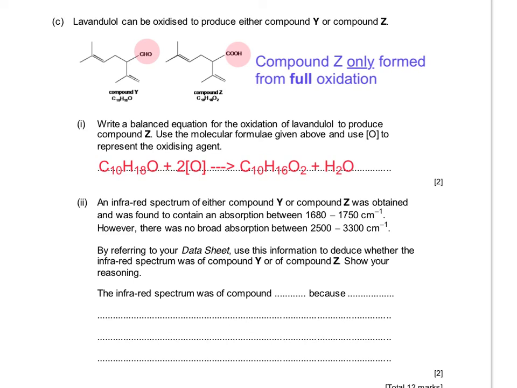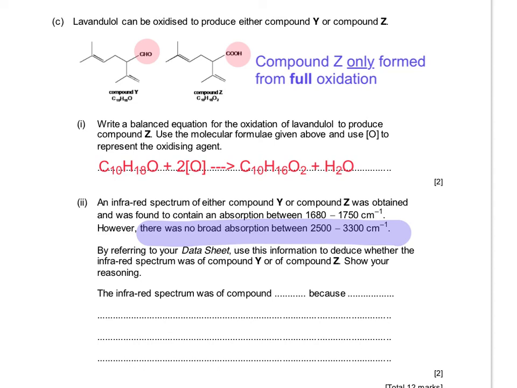And it says an infrared spectrum of either compound Y or compound Z was obtained and contained absorption between 1680 to 1750. However, there was no broad absorption between 2500 to 3300. So going back to your data sheet, it's the same as the one earlier, isn't it? You're eliminating the OH from the carboxylic acid, in the sense that you're saying that in the spectrum, because there was no broad absorption. I'll just pause for a second and highlight the bit I'm trying to talk about, otherwise I'll get my words mixed up a little bit.